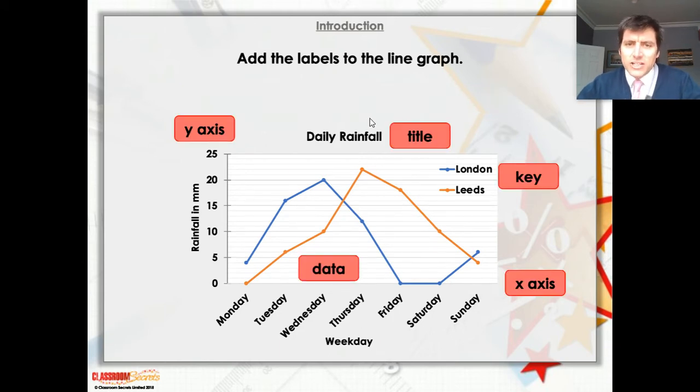Let's see. Yeah, just up here, daily rainfall is our title. Key is over here is our London and Leeds information. The horizontal axis is the x-axis, the vertical one, the y-axis, and the values here are the data. So that's the numbers that we're representing and presenting now.